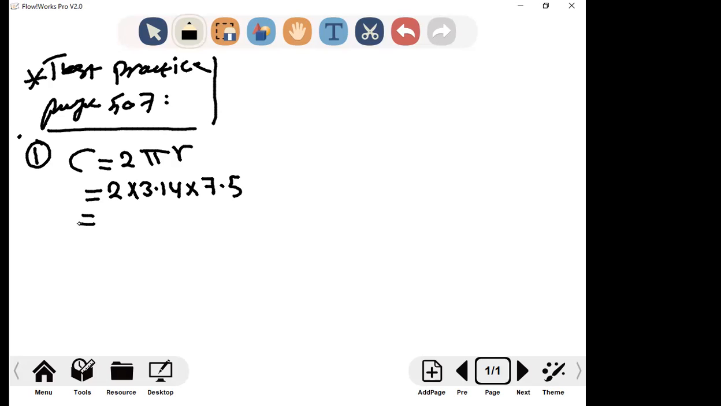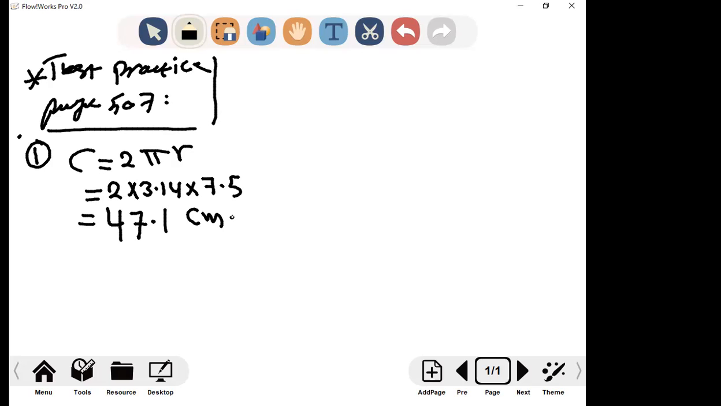Multiply. I have 2 multiply 3.14 multiply 7.5. It is 47.1. What's the unit? Centimeters. This is question 1. Is it clear? Just apply directly on the formula.